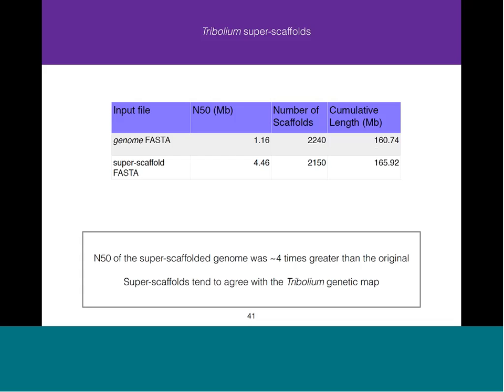And another fun thing about this is that I don't typically have a genetic map on a project, and in this case I have the Tribolium genetic map, and overall I would see agreement between the Tribolium genetic map and the scaffolds that were suggested by the BNG alignment, which was nice to see, that kind of independent verification of the BNG data and its use.